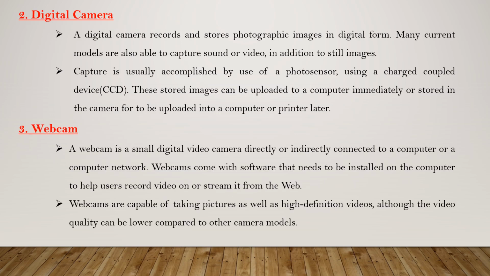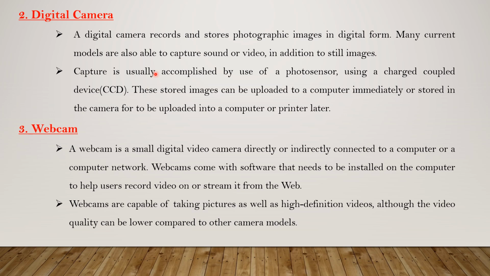Next you have a digital camera. Now a digital camera records and stores photographic images in digital form. Everyone knows that a digital camera is used to capture photos. Okay. Then many current models are also able to capture sound or video in addition to still images. Now we have live photography also. So that also we can do through digital cameras.